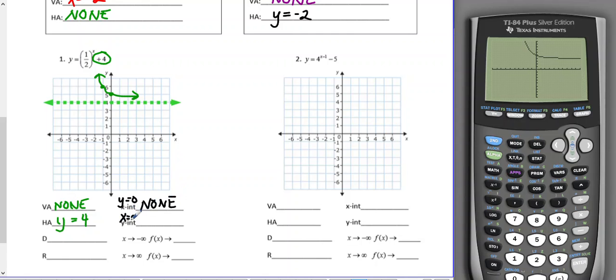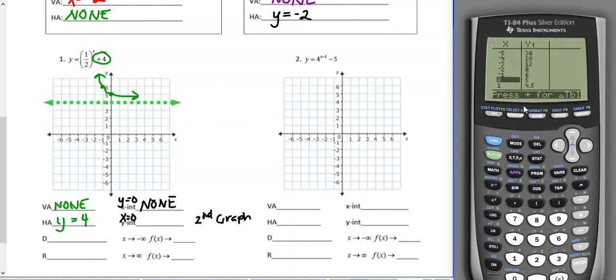Y-intercepts are where x equals 0, and we hit second graph on our calculator to find that every time. So second graph. When x is 0, y is 5. So parentheses 0, comma, 5.